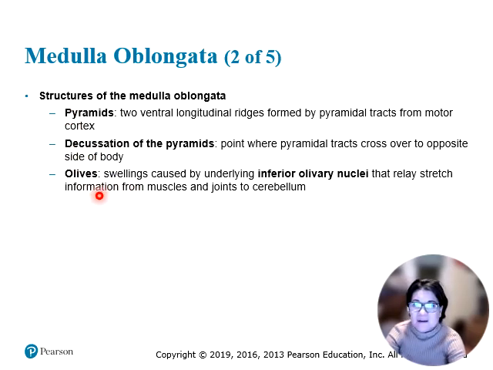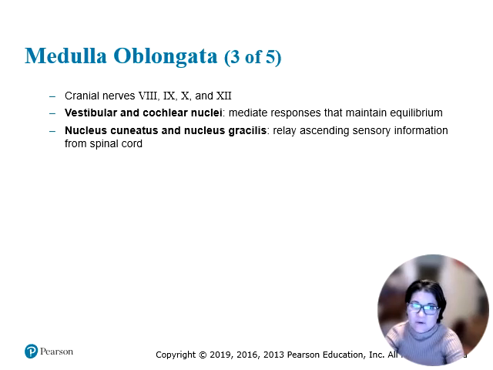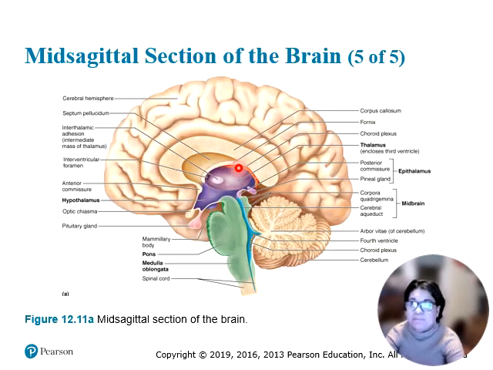And then, like I'll show you in the picture, it's got these little swellings that jut out a little bit, and it connects to the cerebellum there. And then this is where you have cranial nerves 8, 9, 10, and 12. Okay, so right here is where it juts out a little.